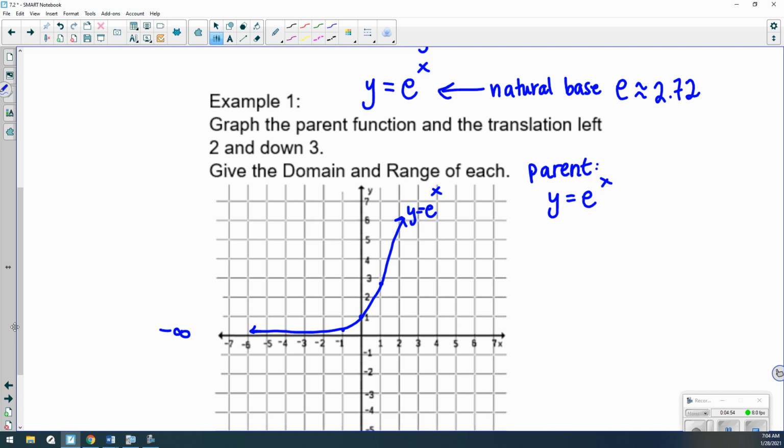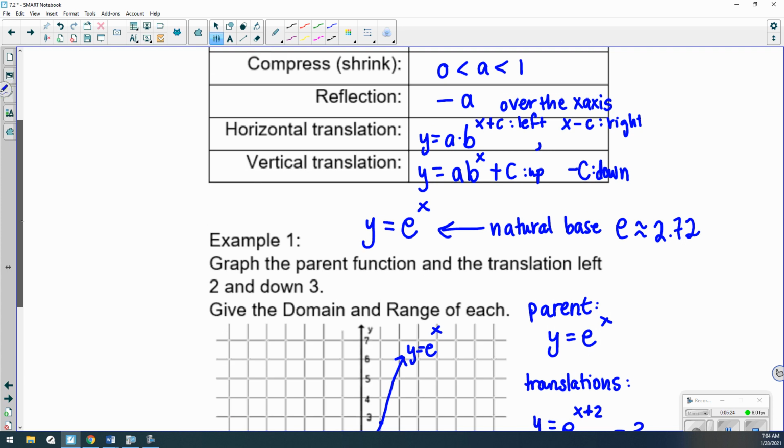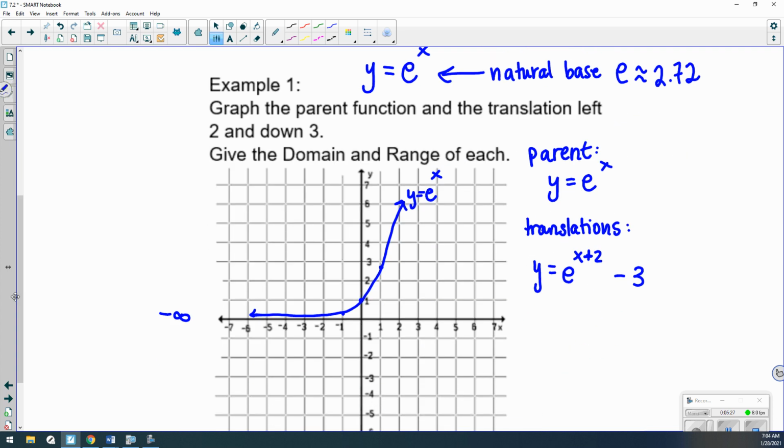Okay, then let's look at these translations. As far as the translations go, can you write a new function? Sure you can. Y equals e to the, well, we need to go left 2, so that's going to look like x minus 2, and then down 3. So y equals e to the x minus 2. Nope, I'm going to change that. Left, look back at your rules. Left would be x plus c, and then down would be minus 3.